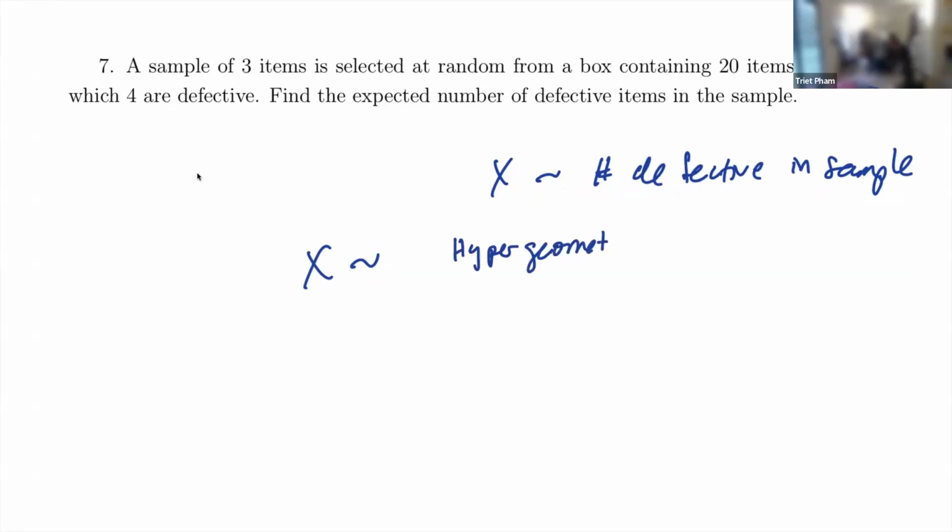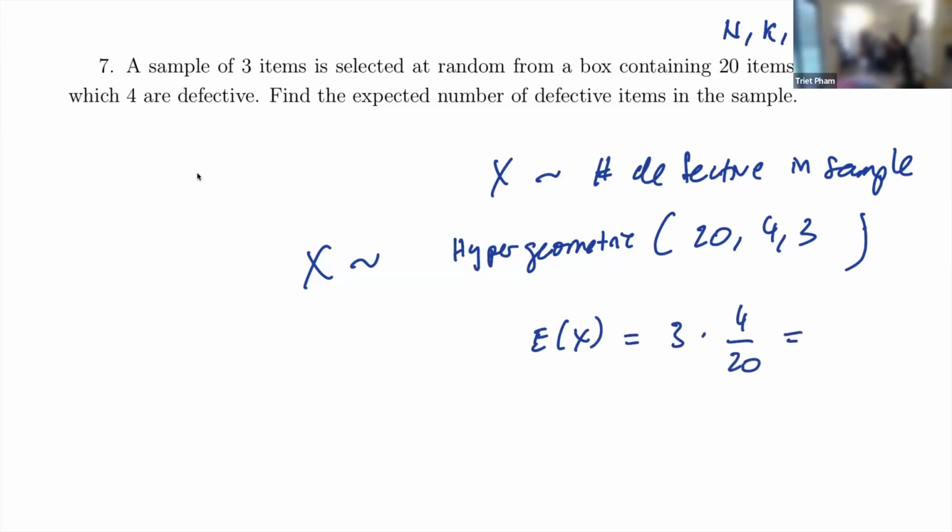So it's a hypergeometric, right? With what parameters? So we list N, K, and little n in that order, right? So that would be 20, 4, and 3, correct? So the expectation of X here will be 3 times 4 over 20, whatever that is.